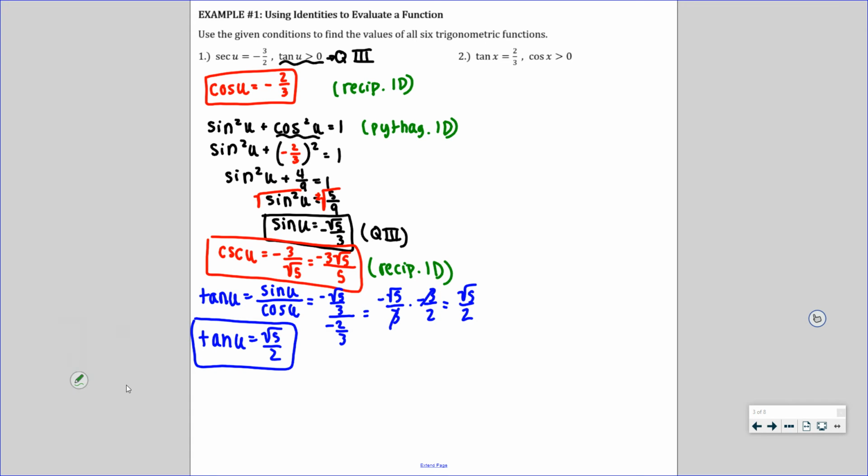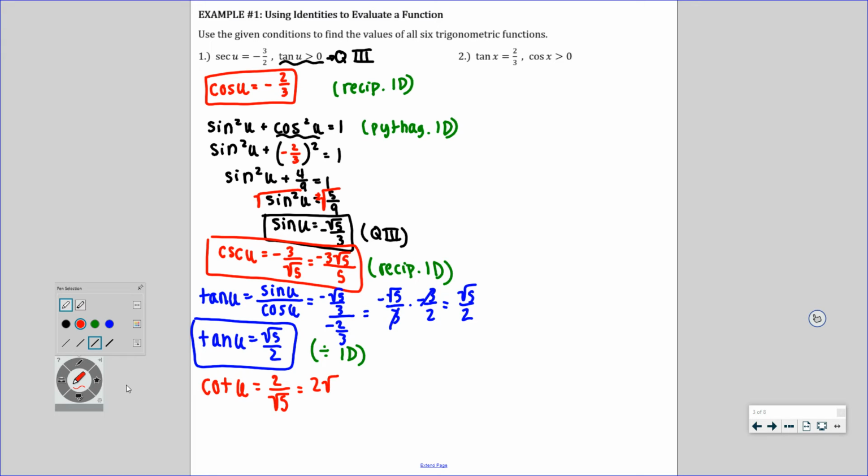Technically, again, you don't have to write down the identities. This is just more for your notes. Technically, that was the quotient identity. And then reciprocal identity, cotangent would be 2 root 5 over 5.